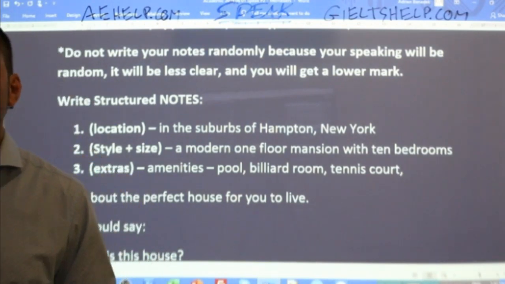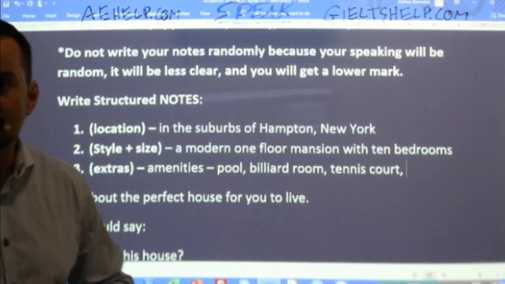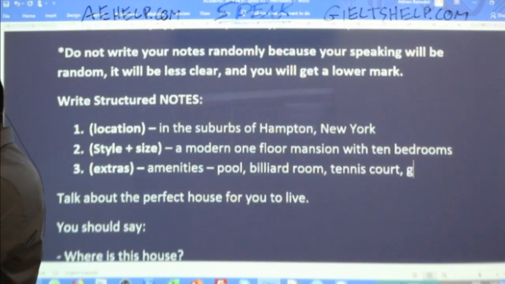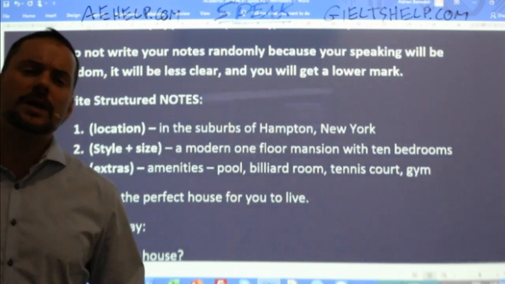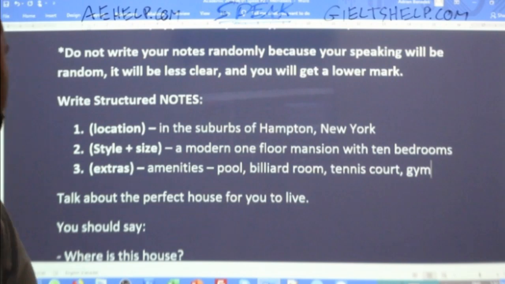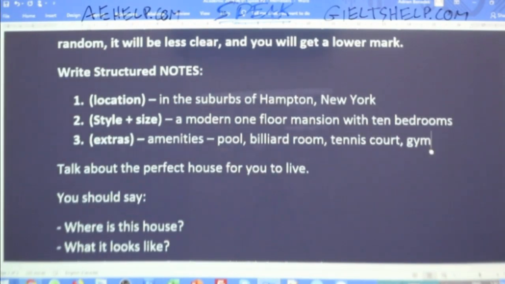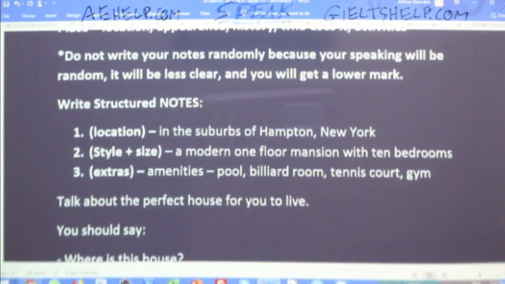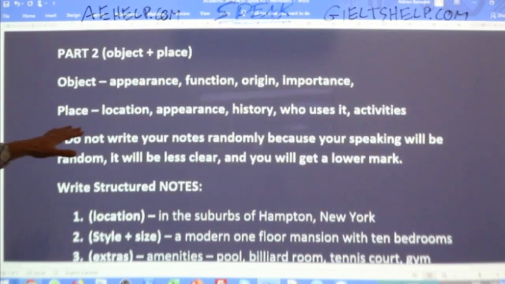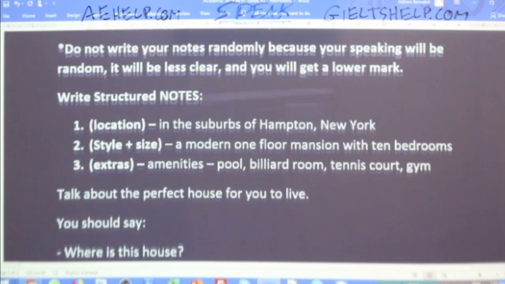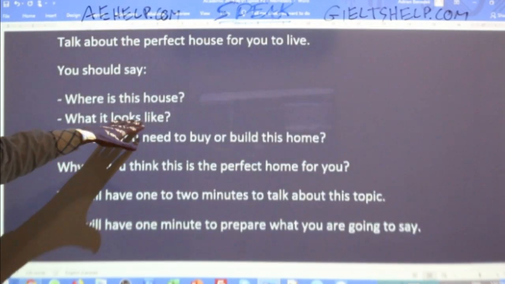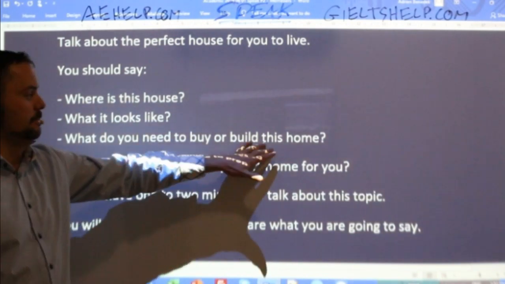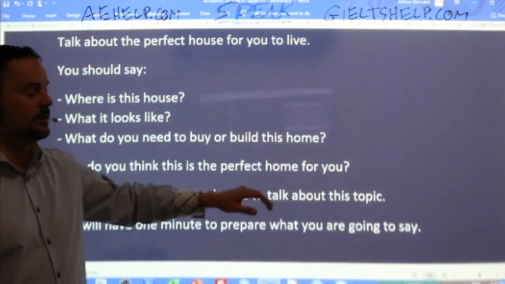Now, you're writing these notes, okay? You're paying attention. You have a gym in there, Hung, sure. What do I have to be careful about here, members? So again, remember, I only have 1 minute, and I'm sure in 1 minute, if I have training, if I'm practicing at home, I can definitely write these words. Sure, it's absolutely not difficult. I only have about 10, 15 words there. I'm thinking about all of these points here. I read the questions, of course, carefully. Where is this? What does it look like? What do you need to buy or build this home? Why do you think this is the perfect home for you?